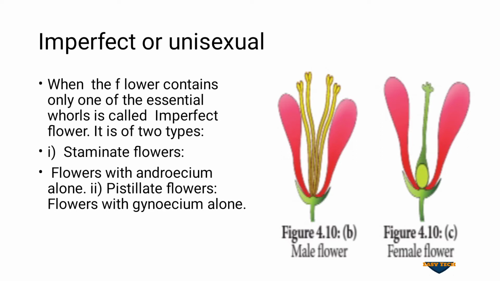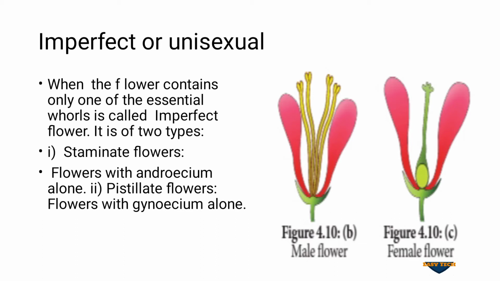Imperfect or unisexual: when the flower contains only one of the essential whorls, it is called imperfect, and it is of two types. That is, the essential whorl, androecium or gynoecium, any one is present in a single flower. If gynoecium is present, then that flower is called a female flower. And if androecium is present, then that flower is called a male flower. Based on that, it is divided into two types: staminate flower and pistillate flower.